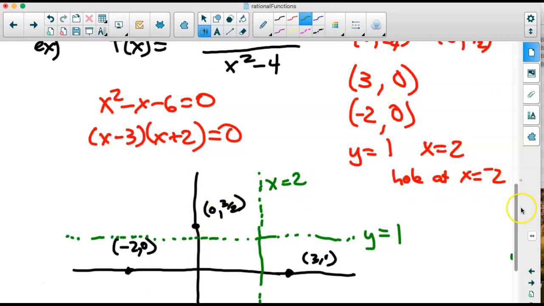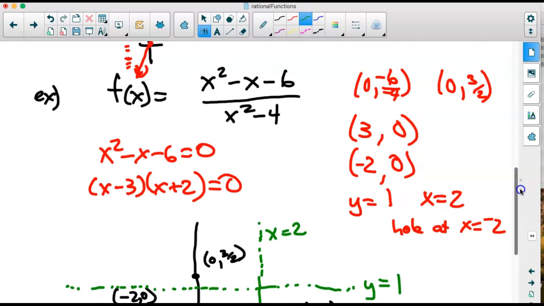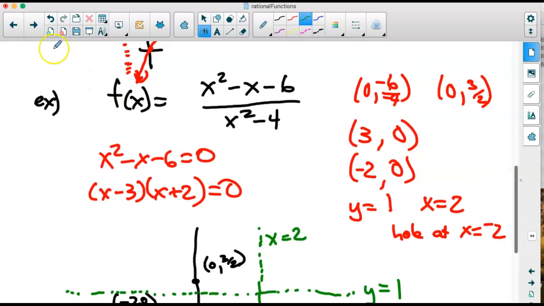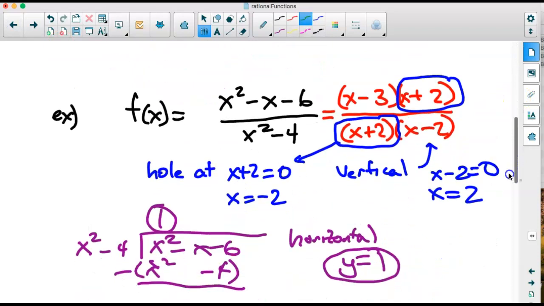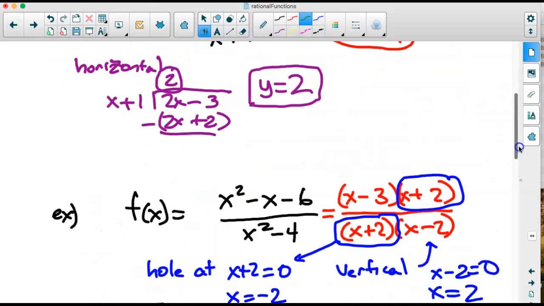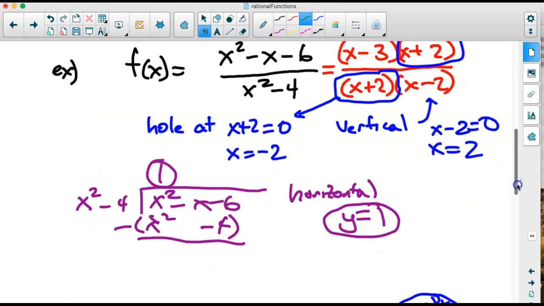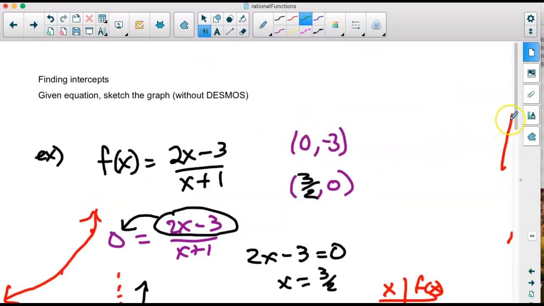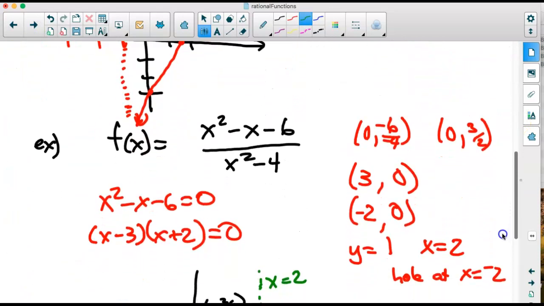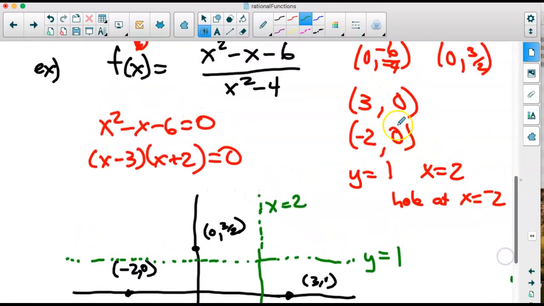Well, let's see if I placed everything in the right spots. 3, 0, that's right. Let's just double check. I factored it the same way as I did over here: 3 and negative 2. Yes, I did factor it the same way. Okay, and I plugged in all of these numbers.